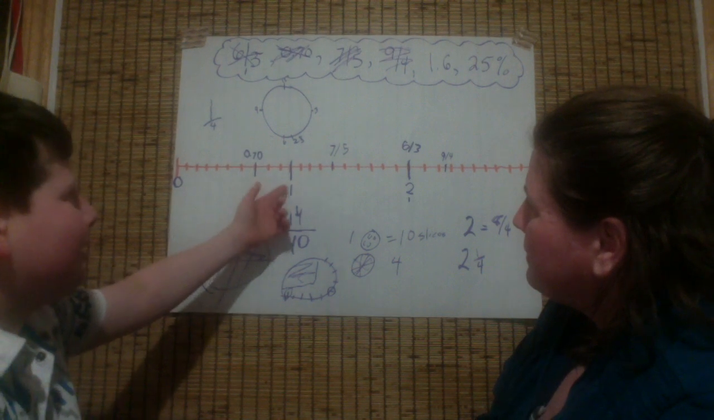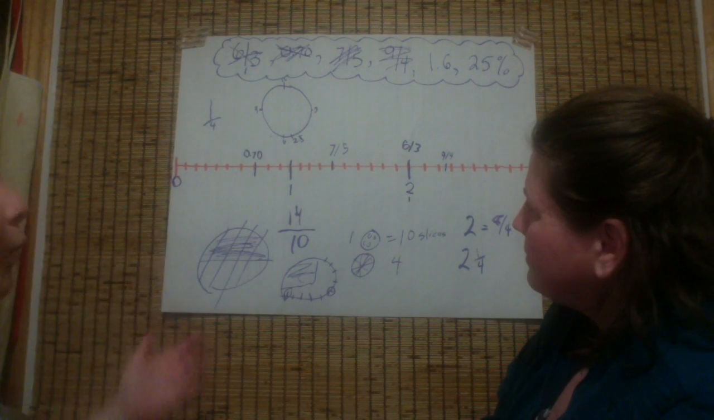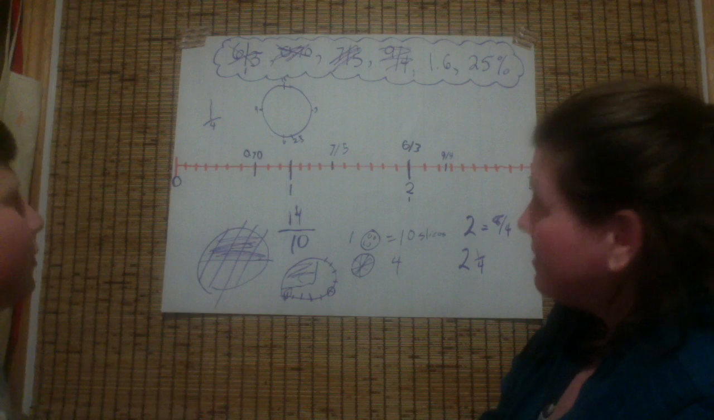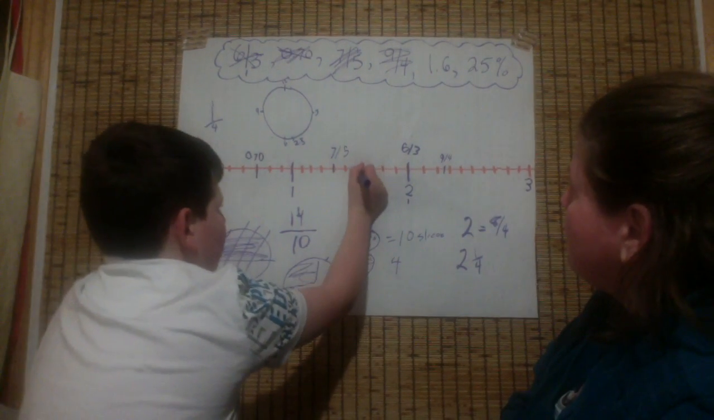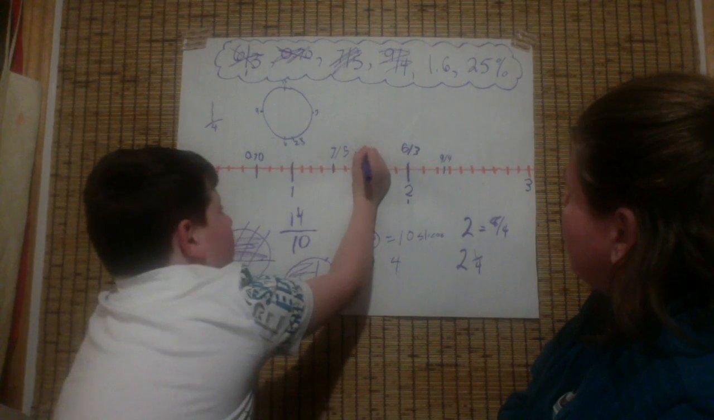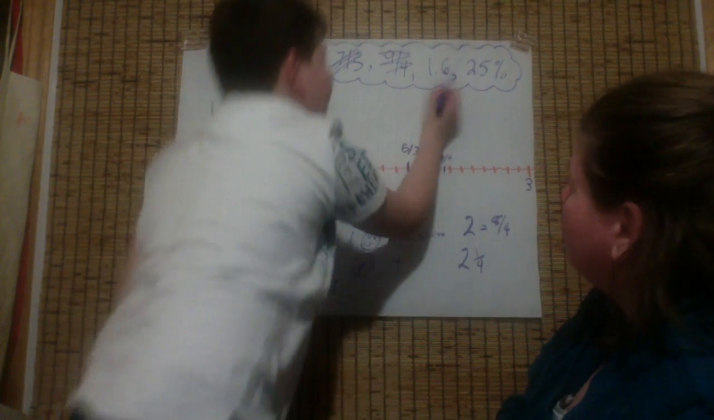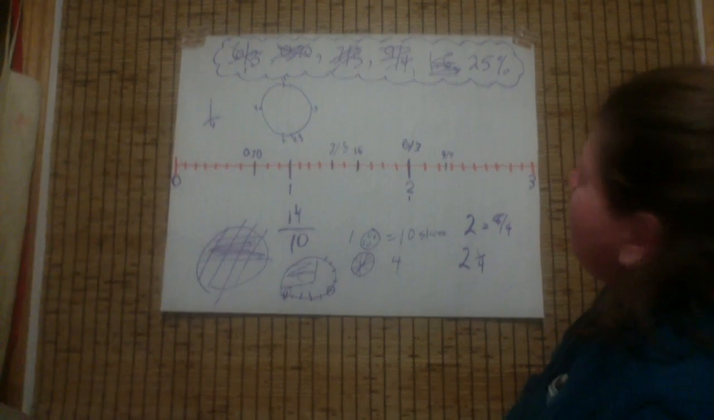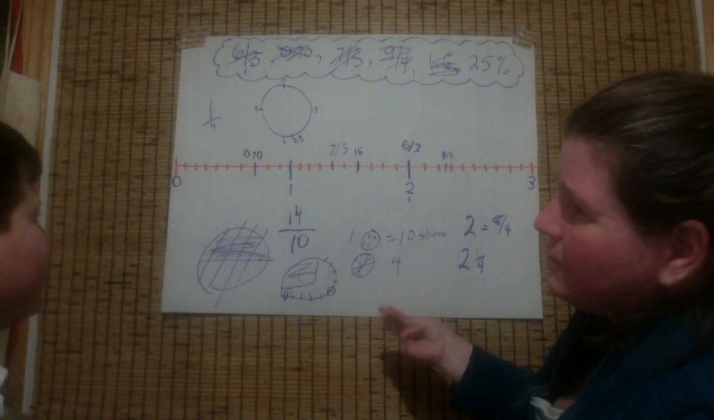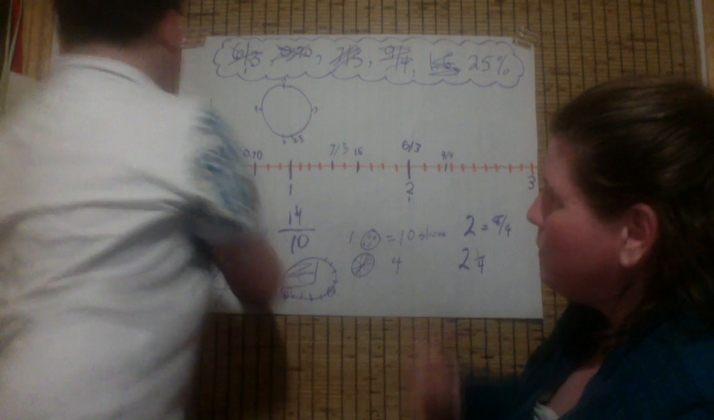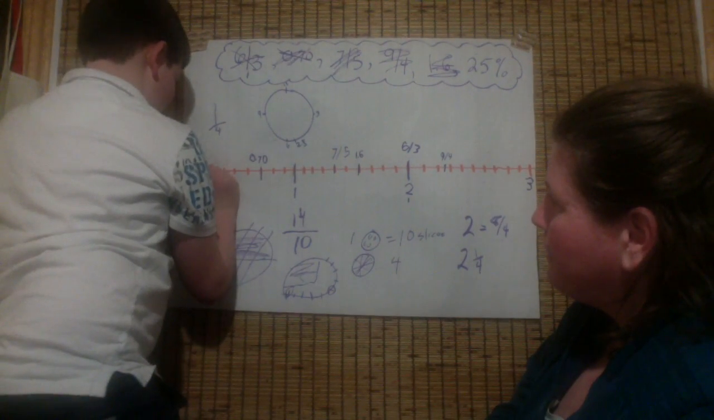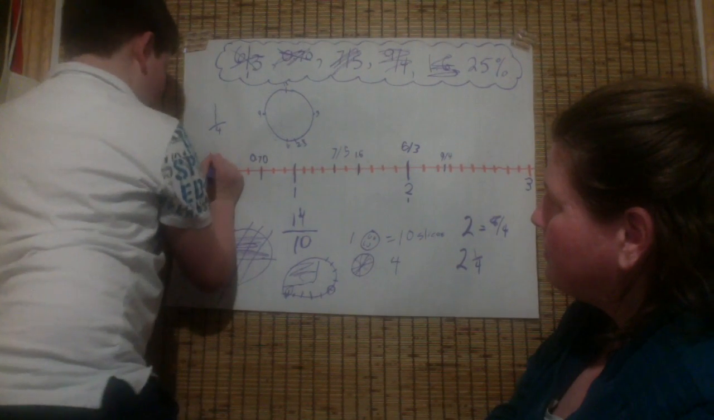Well, 1.6 is equivalent to 1 whole and 6 tenths. Good. So 1 whole and 6 tenths, just right there. Great math talk, too. I like how you're using your tenths. And our very last one, 25%. Easy peasy lemon squeezy, because we just did it. So where would we put that? Right here. 25%.